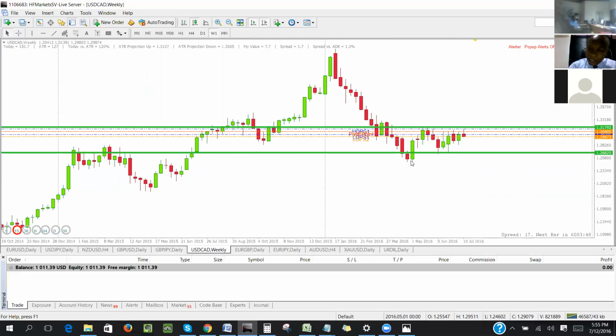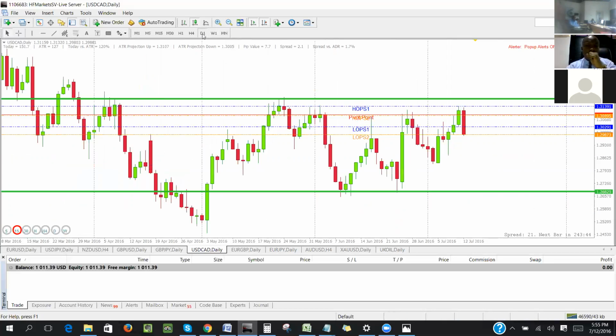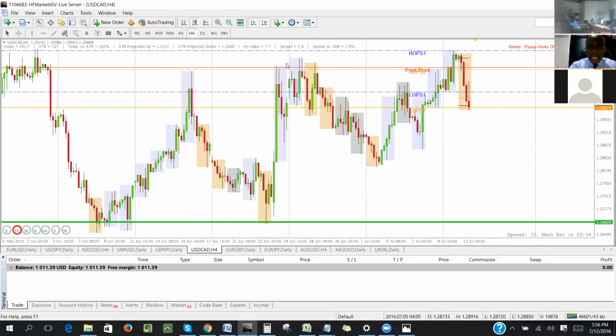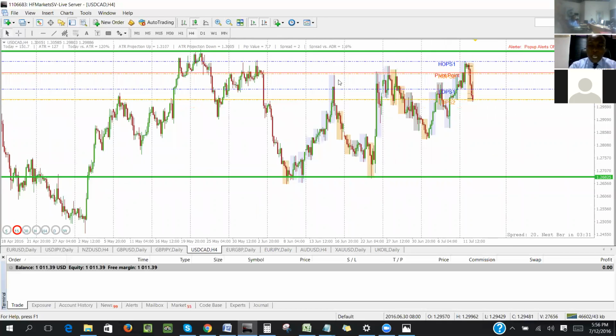I'm not marking this because there's a level here. Now, this is what we are seeing from the daily time frame. From the 4-hour time frame, we can look at this.